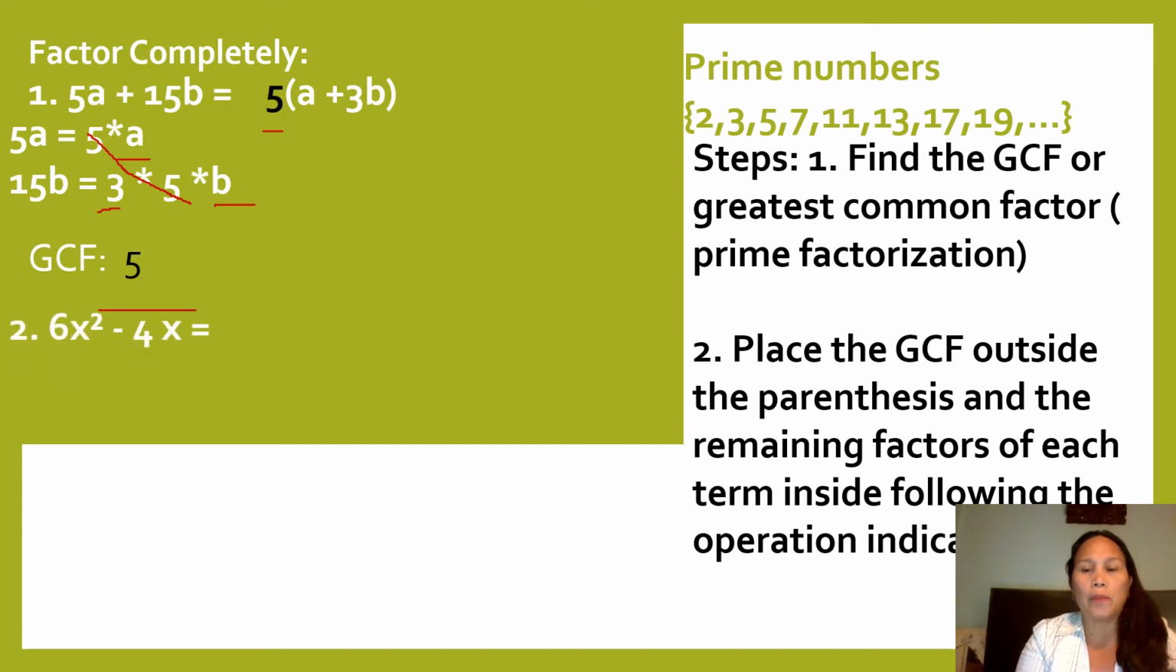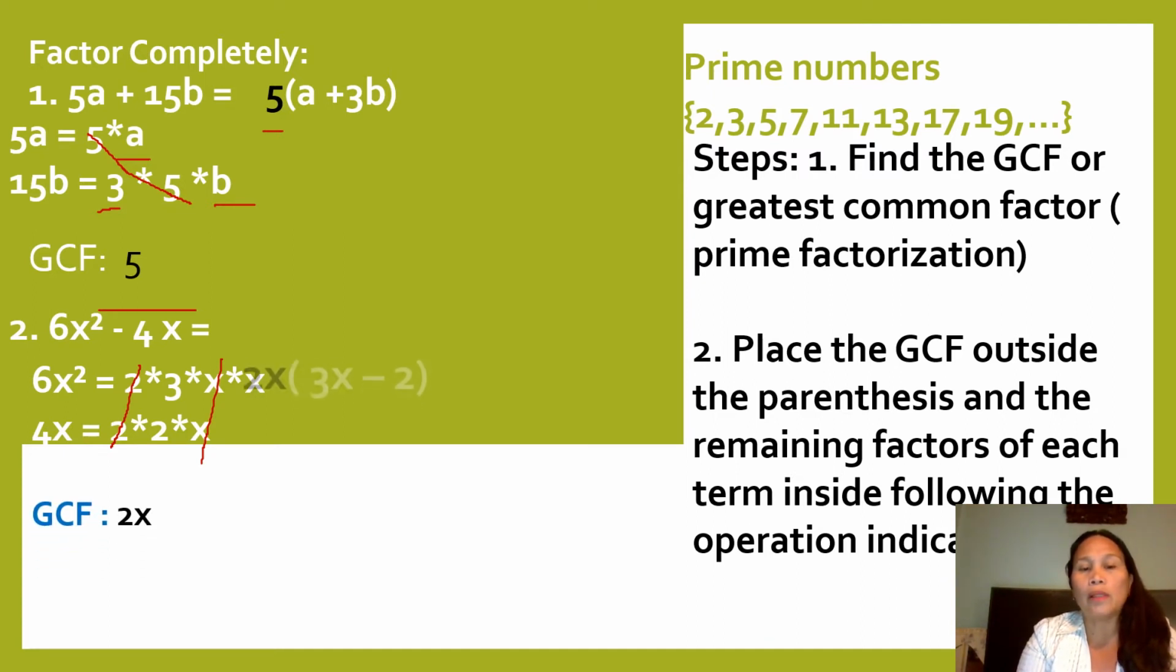Let's have another example. We have 6x squared minus 4x. It's easy to find the prime factors of 6. So we have 2 times 3 times x times x. For 4x, we have 2 times 2 times x. Now, we're going to look for the common factors first. We have 2 and x. That's it. So we're just going to multiply this 2, and that is 2x.